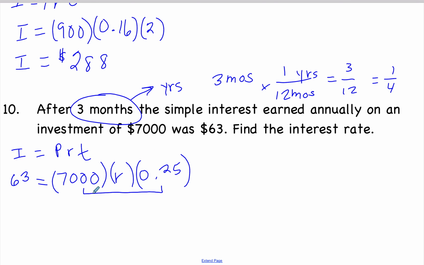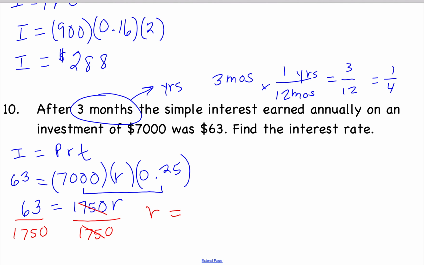And that gives us 1,750. So we have 63 is equal to 1750 times R. So if we want to get R alone, we have to undo whatever's happening. It's being multiplied, so we need to divide. And we're going to do the same number on both sides. So don't get afraid just because you're going to get a weird decimal here. This tells us R is equal to, if you take 63 divided by 1750, we get 0.036.